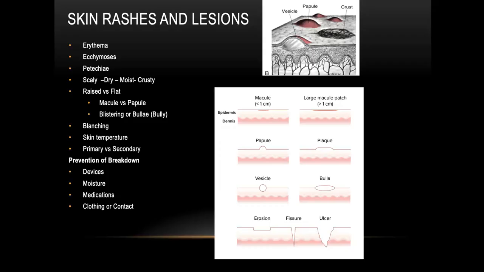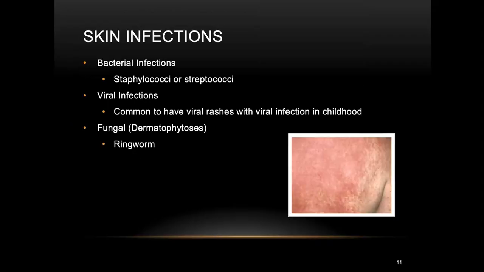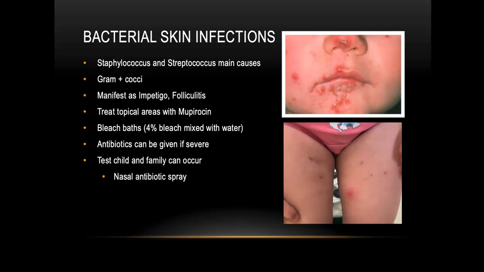All right. The last couple of things I'm going to talk about are different types of skin infections: bacterial infections, viral infections, and fungal infections. So for bacterial infections, here are some examples. Staph is our leading one here. Usually it's gram-positive cocci. What you usually will see is some impetigo or folliculitis, as I mentioned before. Treatment options are usually mupirocin. Love that. That ointment is by prescription only.